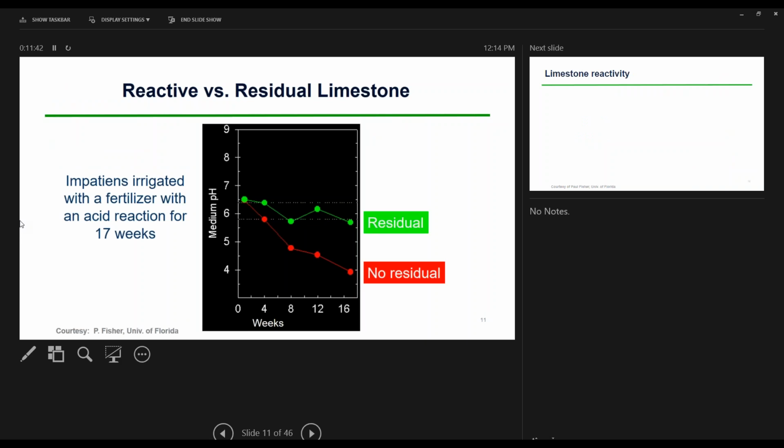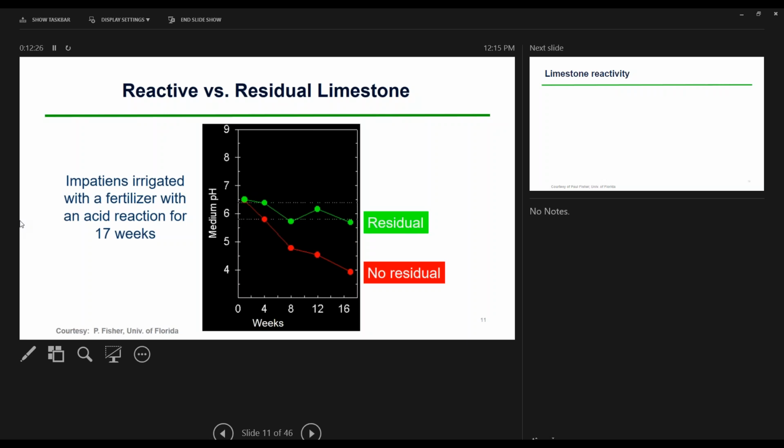So if we look at this example, what we're looking at is an impatiens plant, and we're growing that impatiens for 16 weeks, and that has some limestone in it. You can see that the green line is residual limestone, right? So if you have residual limestone in the container, you can see that the pH will go down, but that limestone will continue to react, and therefore over time the pH remains relatively stable. And that's what most growing media companies aim to do with your media. When you buy it, they aim to have enough limestone so you stay relatively stable, right?